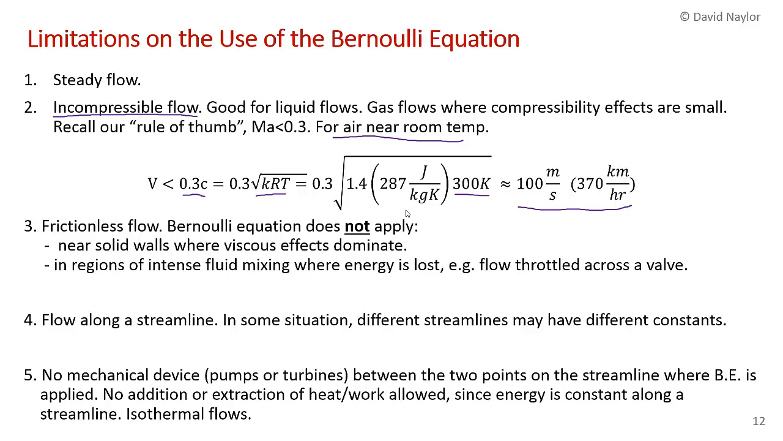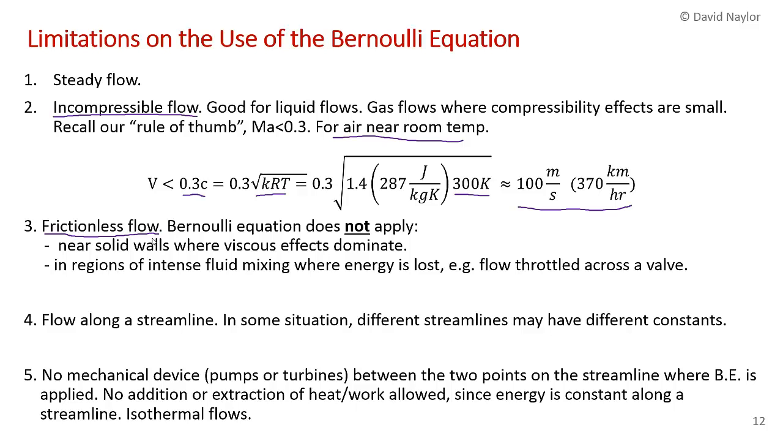The other assumption that you're probably more concerned about is this idea of frictionless flow. Bernoulli's equation was derived neglecting the shear stress on that fluid element. There's no viscous term in the Bernoulli equation. So Bernoulli's equation does not apply near solid walls where viscous effects dominate. And right at the solid wall, viscosity causes the fluid to come to a complete halt. It's called the no-slip condition. We talked about it in chapter 1. So you certainly can't apply Bernoulli's equation at the wall, or really anywhere near the wall.